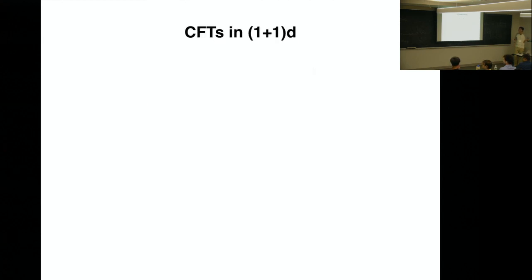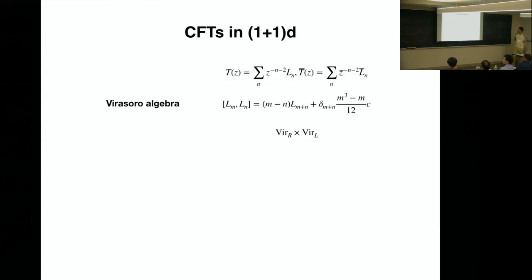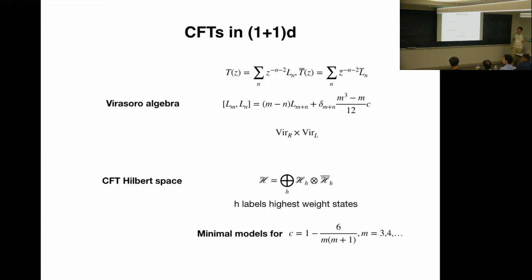Are you assuming the CFT has a diagonal modular invariant? I'll get to that. Because you have H and H bar. Yeah, well, in this case, I'm only talking about Virasoro, and in writing this equation, I'm assuming diagonal. But I'm going to relax it a little bit later.